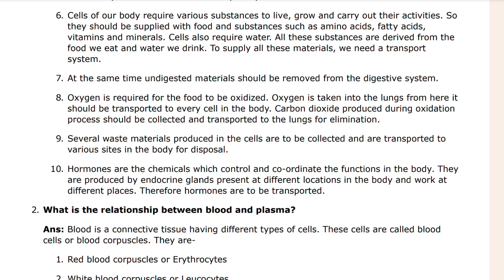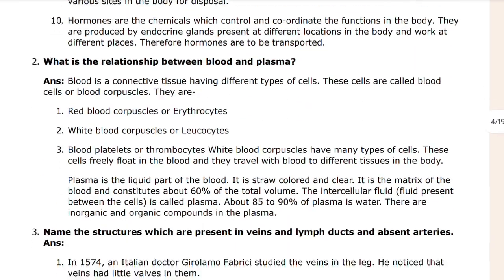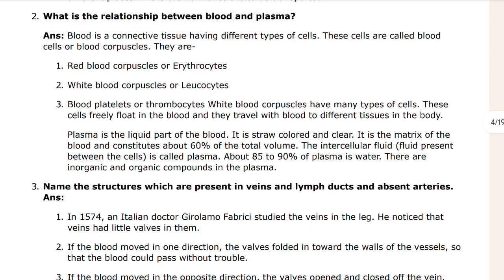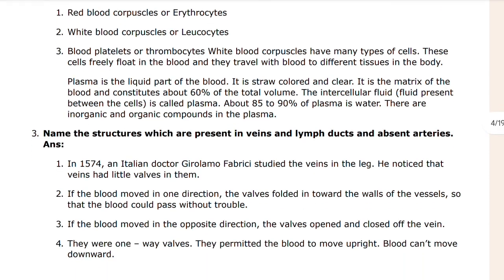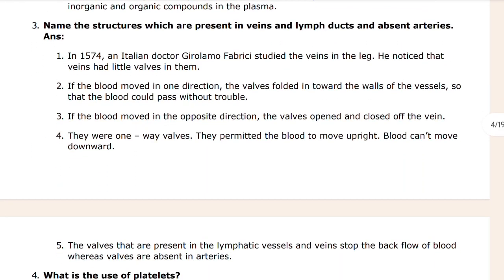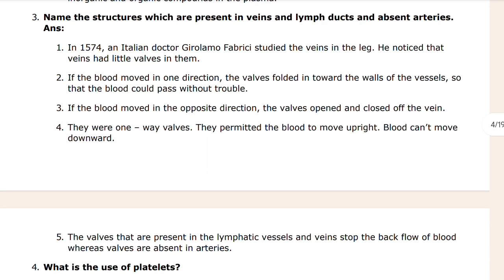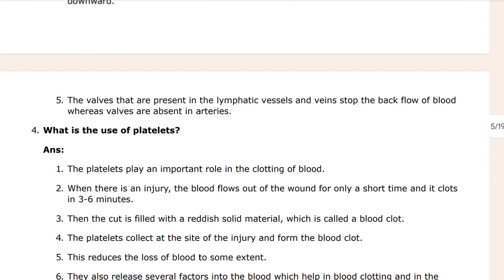Okay, what is the relation between blood and plasma? Okay, don't think about a relationship between boy and girl. It is about blood and plasma only. It is the same only, but a little bit different. Okay, right. Name the structures which are present in the veins and lymph. Okay, then see this one.